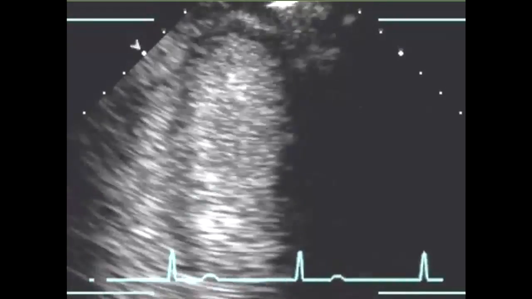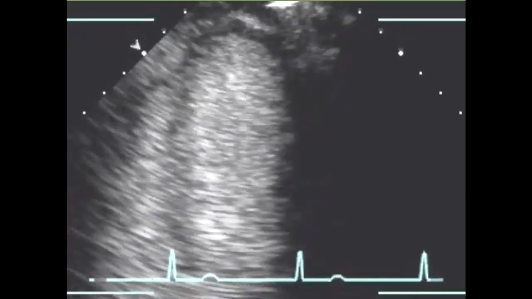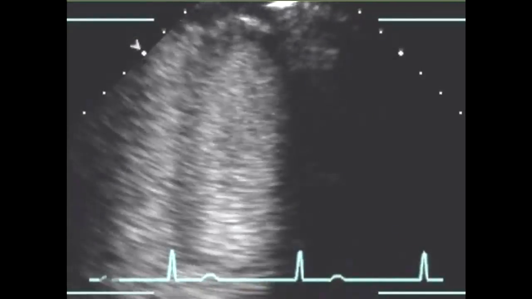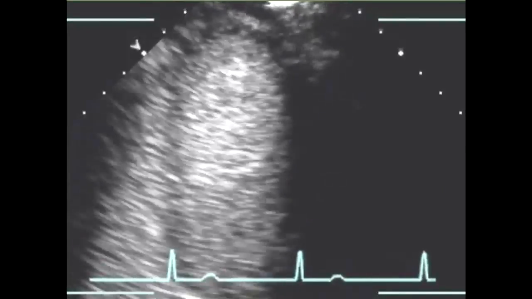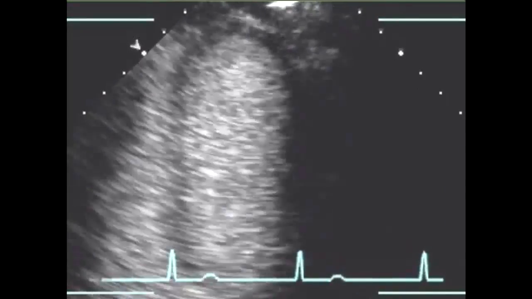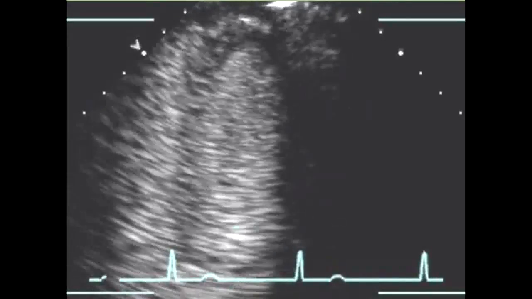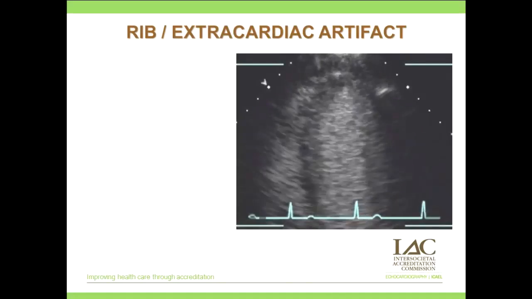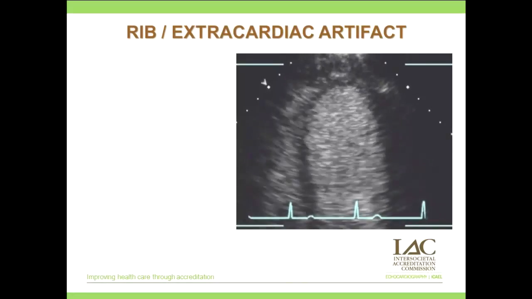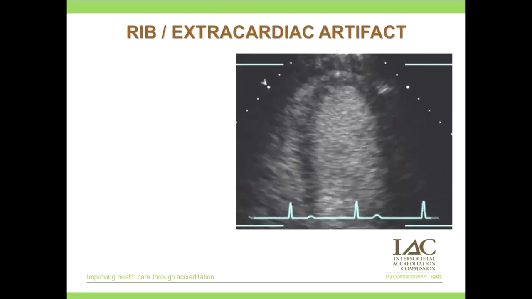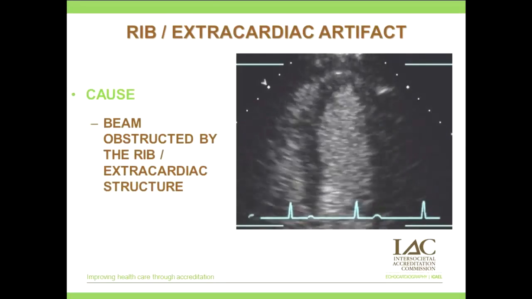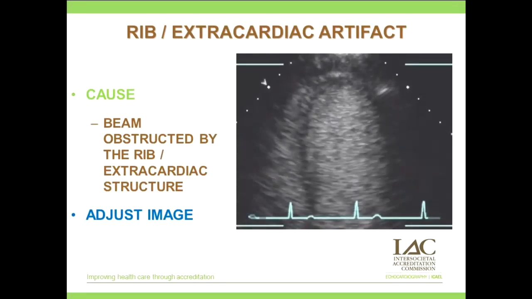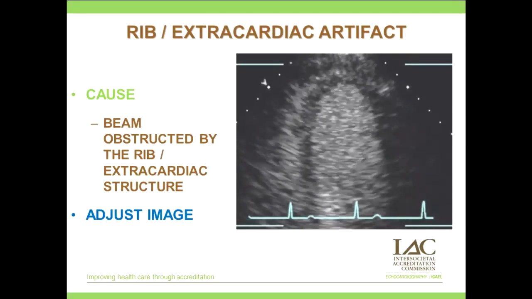Okay, here's an example of an artifact that appears. You can see it on the lateral wall. We're not really seeing the lateral wall of the left ventricle. There's that black line coming through. It looks like it's coming from some reflector past the near field. So what is this? This is simple. This is artifact caused from either a rib or an extracardiac structure that obstructs the ultrasound beam. In this case, you can see now that lateral wall, we see the wall coming in nicely. So all you really need to do is adjust your image, trying to avoid the beam that's causing the artifact.